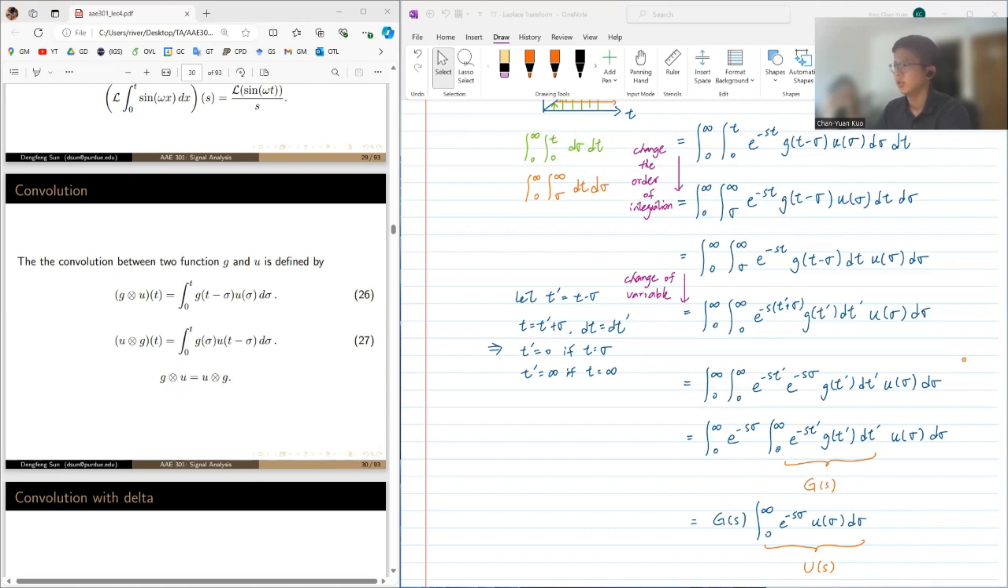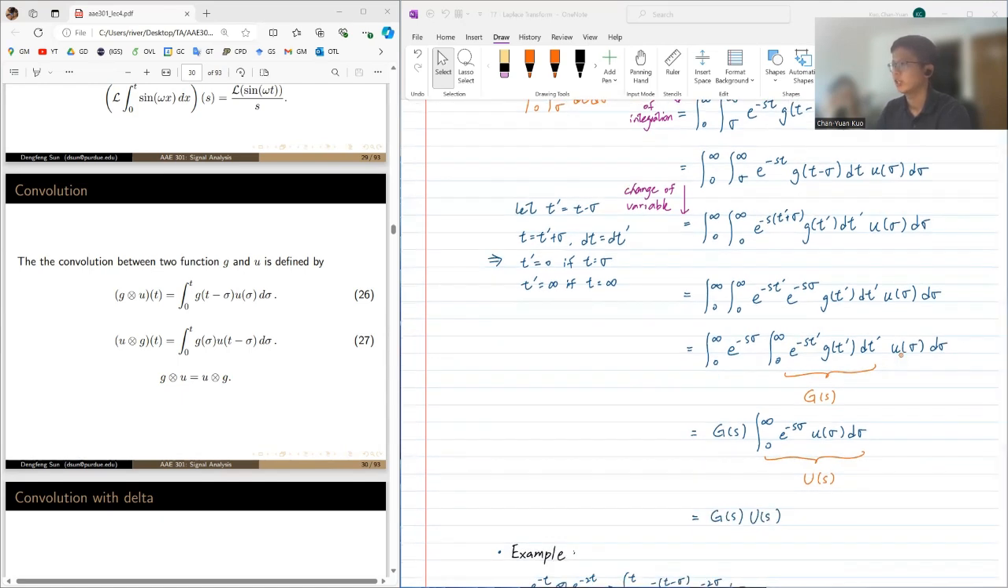And the next thing we can do is we can break this exponential term into two terms, e to the negative st prime times e to the negative s sigma. And again, e to the negative s sigma is a constant inside this integral with respect to t prime, so we can take it out of this integral. And what we will be left with in the end will just be this integral here. So this integral is the integration of e to the negative s t prime times g of t prime with respect to t prime. And you can see that this is essentially just the Laplace transform of g.